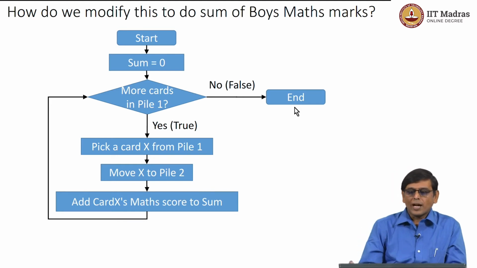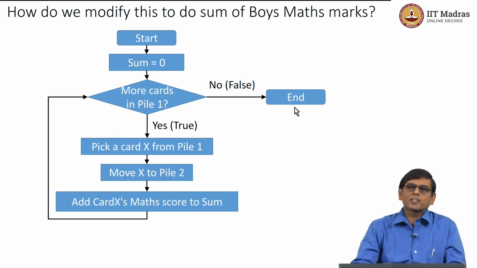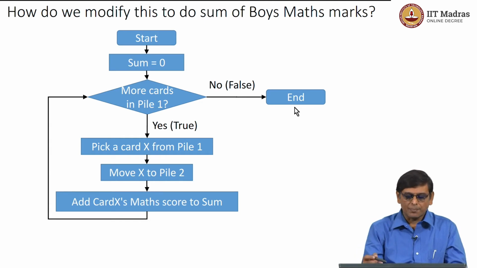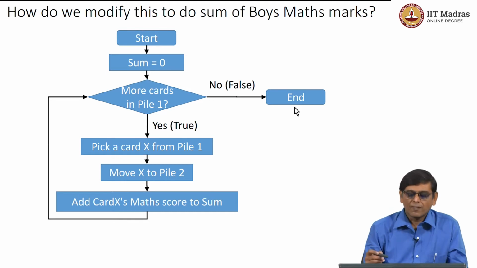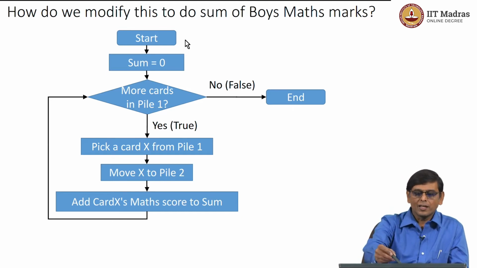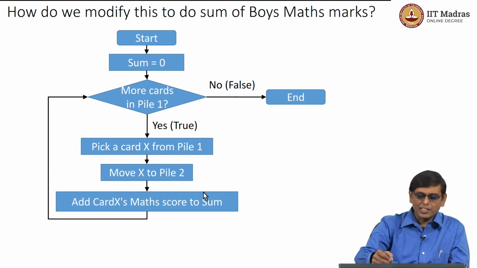If you want to do that, then this flow chart is basically adding all the cards. Somewhere in here we have to check whether the card is that of a boy, and only then do the sum, and if it is not that of a boy we should not do the sum. So, the question really is, where do we do this check of whether it is a boy or not. Clearly it is not at the initialization; somewhere inside the iterator we have to do it.